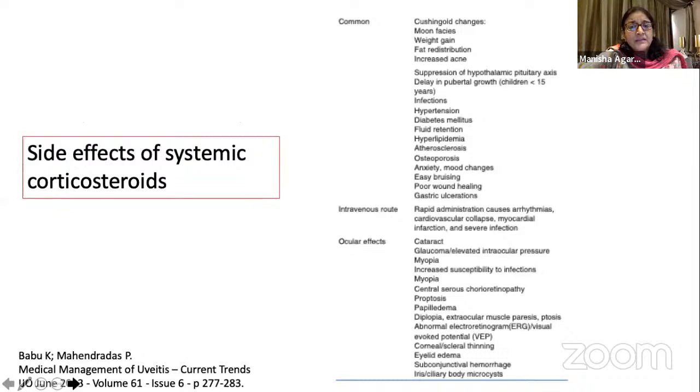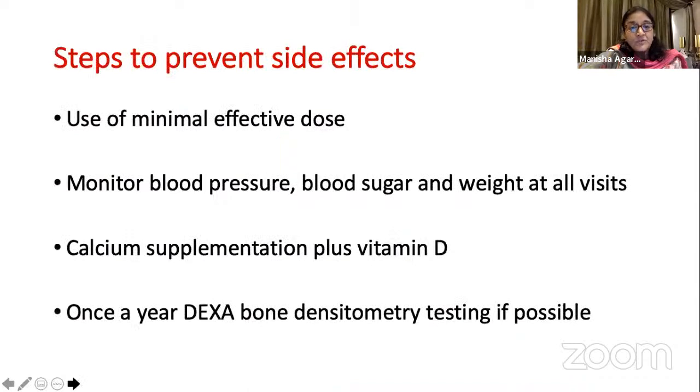This is a whole list of various complications that we need to look out for while using systemic corticosteroids in our patients of uveitis. The various steps to prevent side effects would, of course, be the use of minimal effective dose, monitor blood pressure, blood sugar, and weight, and of course, supplement it with calcium and vitamin D.